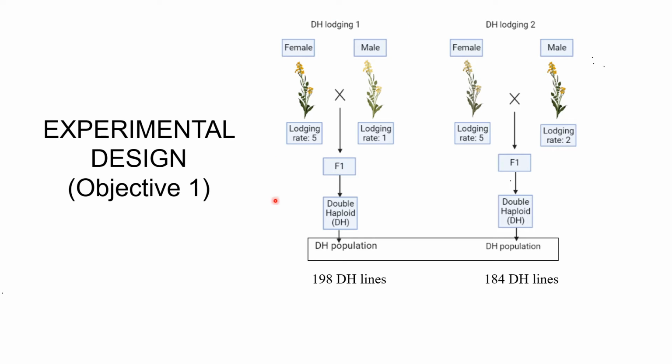As you can see from the diagram over here, double haploid lodging 1 was produced by crossing a female with a lodging score of 5 and a male with a lodging score of 1 to produce an F1 individual. Double haploid technology was applied to produce the DH population, and 198 DH lines were used for phenotyping. Similarly, double haploid lodging 2 was a product of a cross between a female with a lodging score of 5 and a male with a lodging score of 2, and 184 DH lines were used for phenotyping.